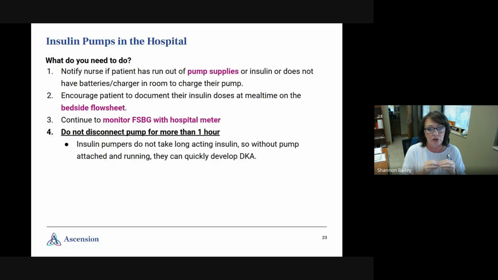A lot of patients don't understand that concept, and so they're questioning accuracy between our meter and their sensor. We shouldn't compare those two things because they're checking two different things. And then obviously don't let a patient disconnect from their pump for more than an hour. If you notice they took a shower and haven't hooked back up to their pump, just remind them to make sure to hook back up to their pump.